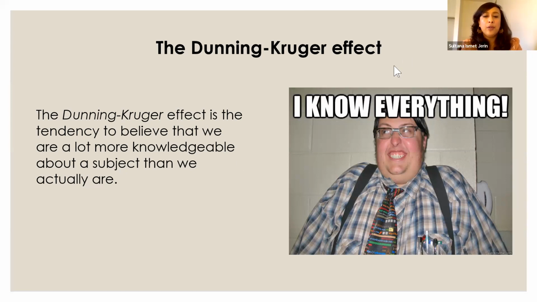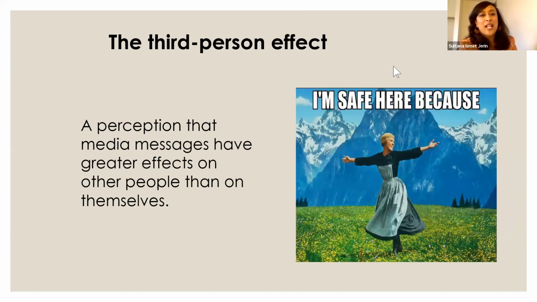Rupa, if you can move to the, yeah. That's the other bias. It's called the third person effect. And it comes from the previous bias I just mentioned. So when you think that you know everything, you also think that media cannot affect you. It is a perception that media messages have greater effects on other people than on themselves.